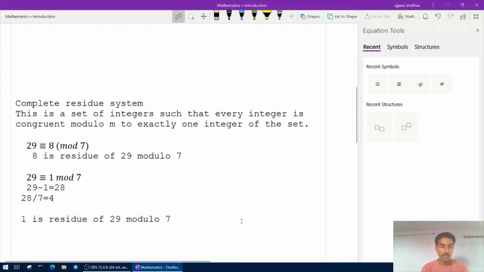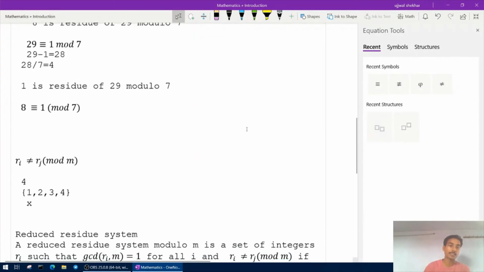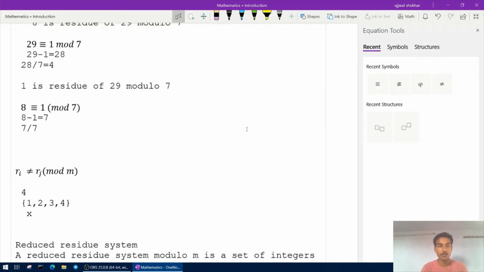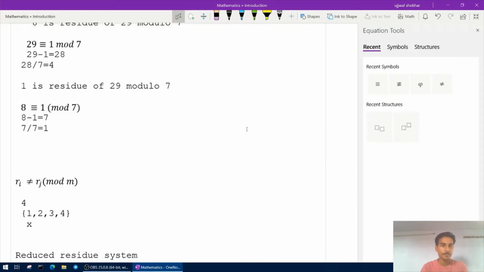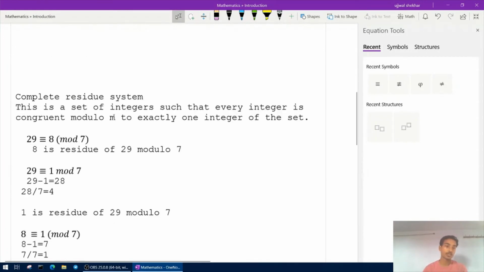Again, let me take another example. 8 is congruent to 1 mod 7. Is this a correct expression? Obviously, 8 minus 1 equals 7, and 7 is obviously divisible by 7 one time. So you can say that this is a correct expression. Now, while writing a reduced complete residue system, we have to keep in mind a simple thing.